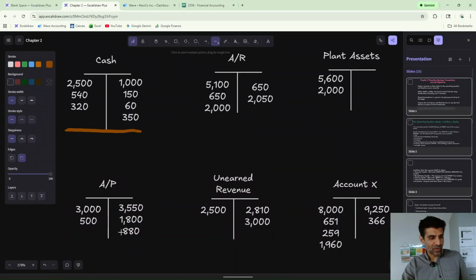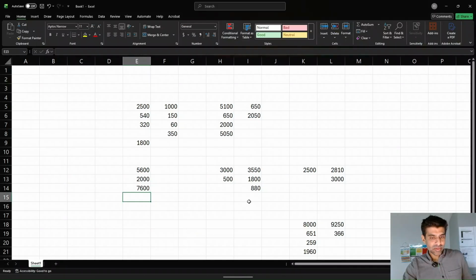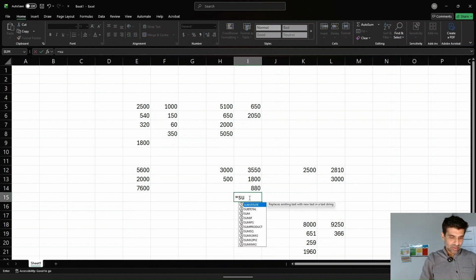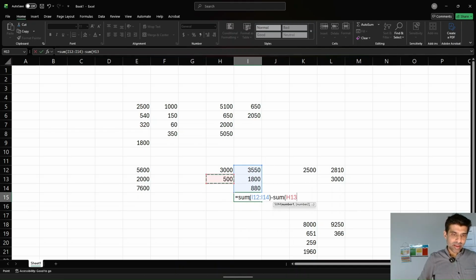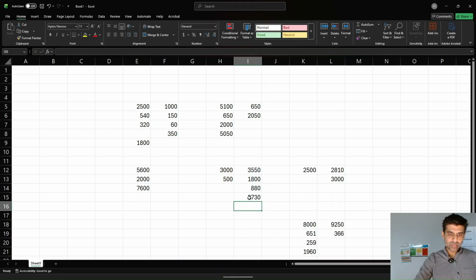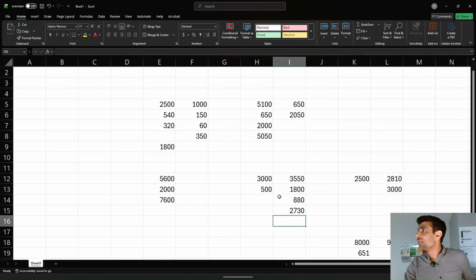Okay, accounts payable. I can see the credit side is bigger, right? It's 3,500 on this side. This one entry is larger, so I know it's a credit balance. Okay, so it's these numbers here. I'm going to put it on the right side. Sum. I'm going to now start with the right side because I know it's larger, minus sum of the debit side. 2,730 credit balance. Did everyone get that? Yes, if you didn't, then hopefully you're seeing what your mistake was.